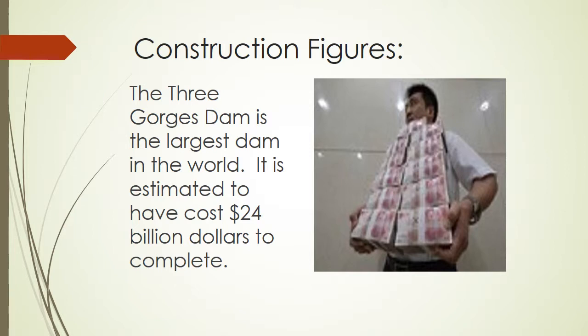Construction figures. The Three Gorges Dam is the largest dam in the world. It is estimated to have cost $24 billion to have completed.